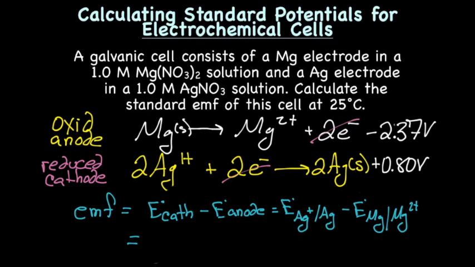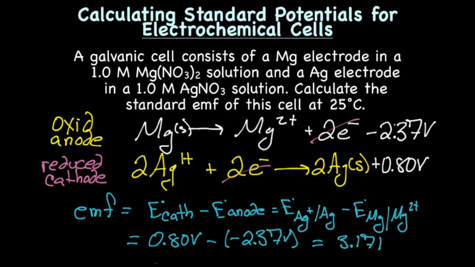So our EMF equals, at the cathode we had 0.8 volts, minus at the anode we had negative 2.37 volts. I guess I should write volts in there, giving us an EMF of 3.17 volts. So there you go. We have now calculated the EMF for our electrochemical cell.